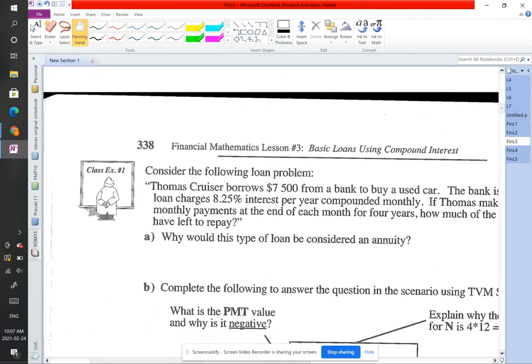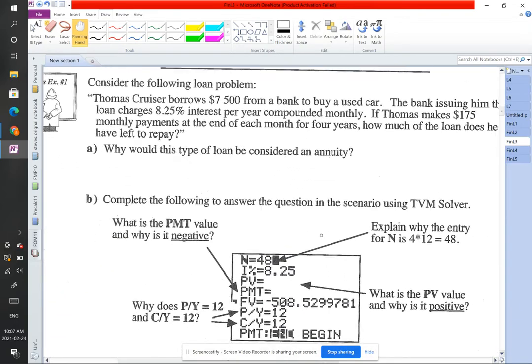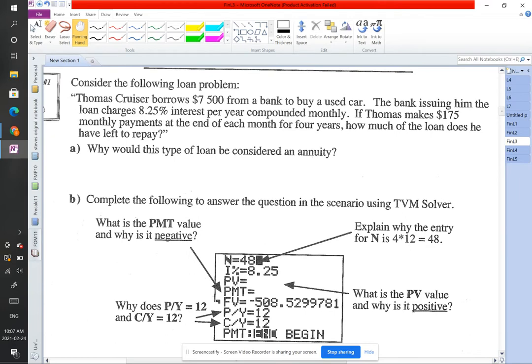So let's go on to look at a problem. Here is a loan problem. Consider the following loan problem. Thomas Cruiser borrows $7,500 from a bank to buy a used car. The bank issuing him the loan charges 8.25% interest per year, compounded monthly. If Thomas makes $175 monthly payments at the end of each month for 4 years, how much of the loan does he have left to repay?